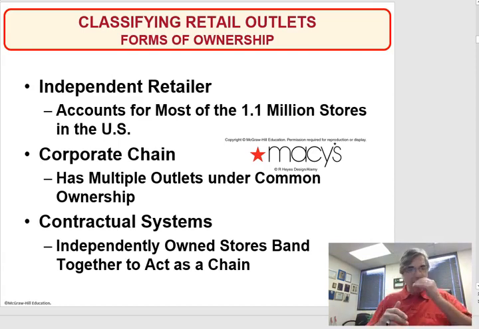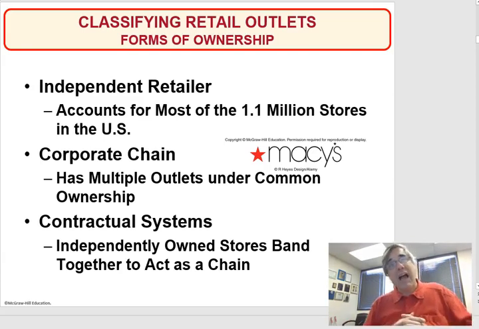And then you have contractual systems, and there are a couple of different ways you can do contractual systems. You can do it from the wholesaler's standpoint. The one that's probably the most common is franchises, and you're familiar with franchises. McDonald's and Subway and Dunkin' Donuts. I actually know a guy back in South Florida that owns several. I think he's got 15 or 16 Dunkin' Donuts.